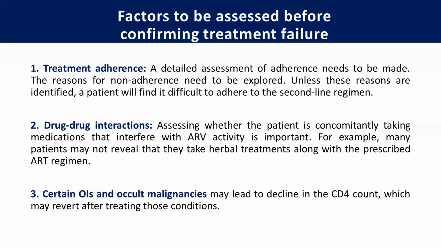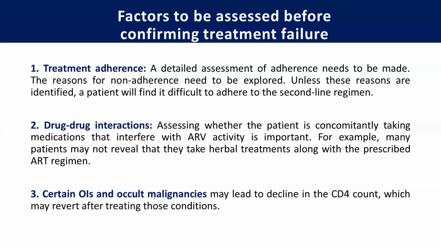Then coming to drug-drug interactions, assessing whether the patient is concomitantly taking medications that interfere with ARV activity. That is also very important. We'll be discussing some of those interactions in the later part of this lecture. For example, many patients may not reveal that they take herbal treatments from some private doctor. Because of those herbal treatments, there is drug interaction, and so the viral load may be high.